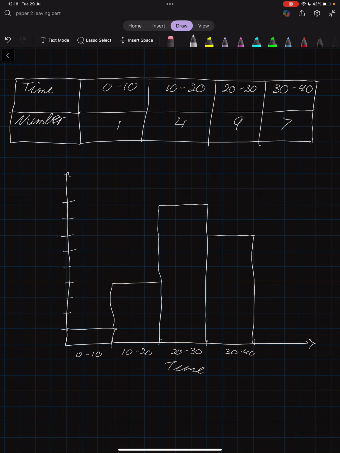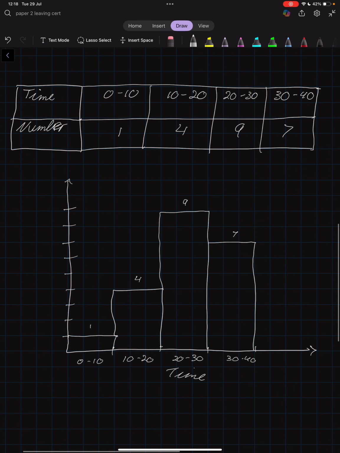Like that. Sometimes you also write these on top just to say how many of them you have. So it's just easier for the person who's viewing it to see. But that's all you need to know, that a histogram is just a bar chart with no gaps. Okay. So like so.